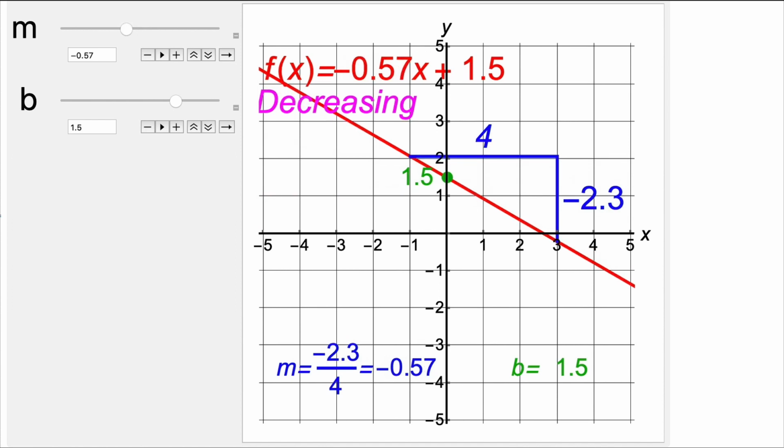In this picture, look at the blue legs of the right triangle. The rise of this function is negative 2.3 because the function is decreasing, while the run across the top is 4. The ratio negative 2.3 divided by 4, which is about negative 0.57, is the slope or rate of change of y with respect to x. For every 1 unit that x increases, y decreases by about 0.57 units.